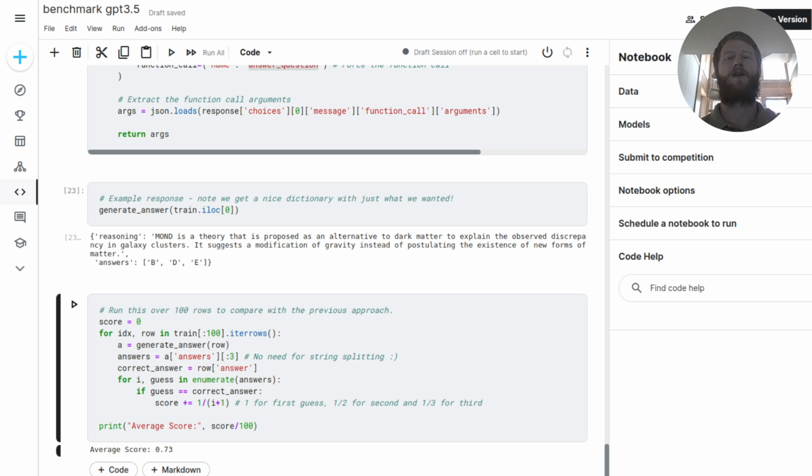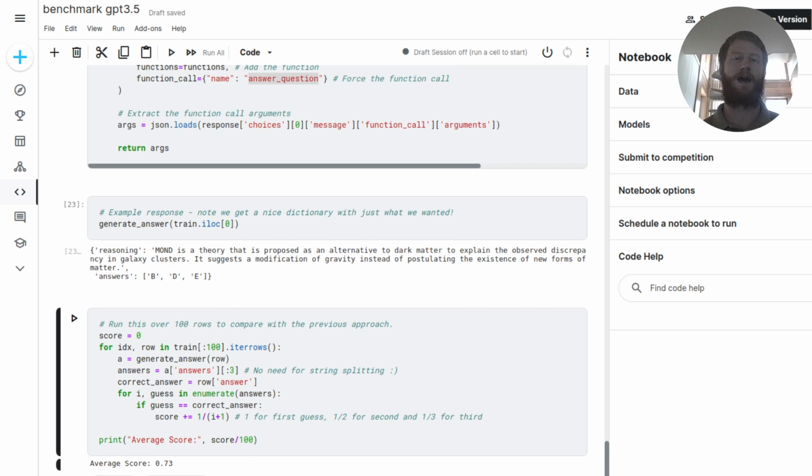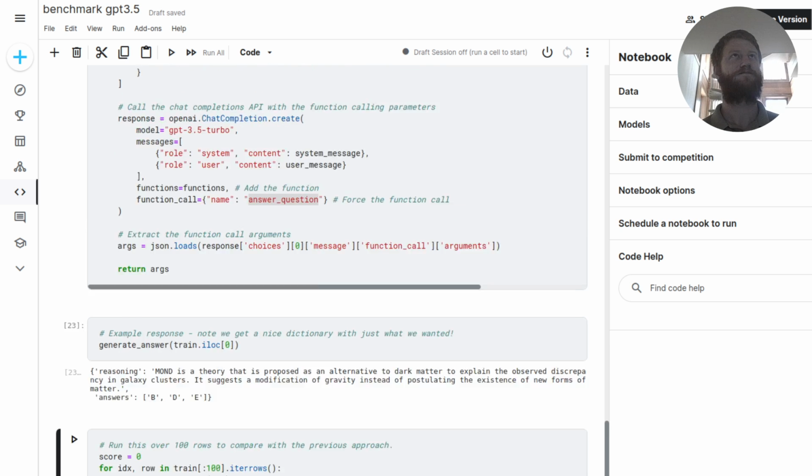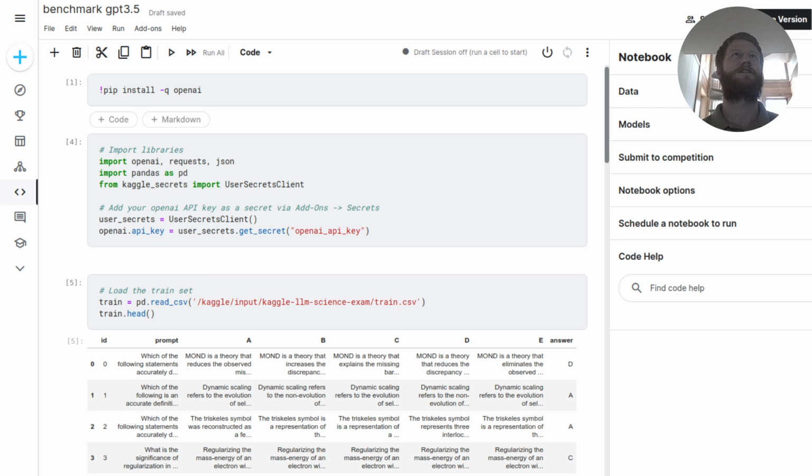But the difference is I don't have to be relying on the model to follow a specific format. Instead, I'm getting my answers nicely pre-processed in this structured JSON object. So that's much nicer, a nice little trick for you there. But anyway, a little bit of a diversion. Still, we're learning, and that's the whole point of this.